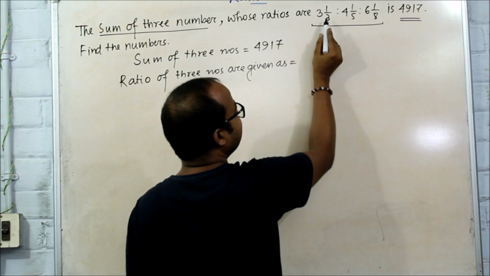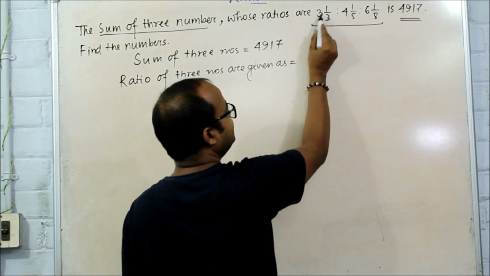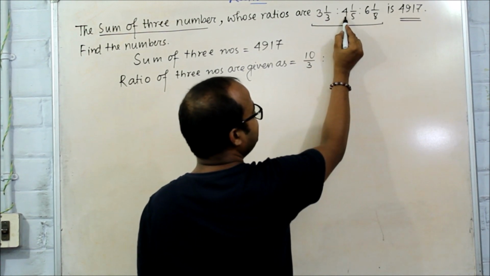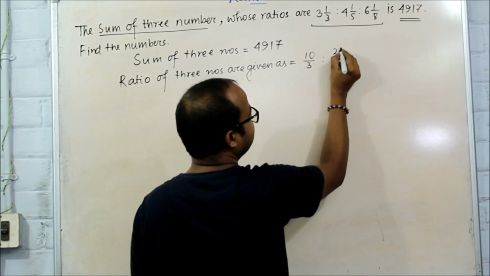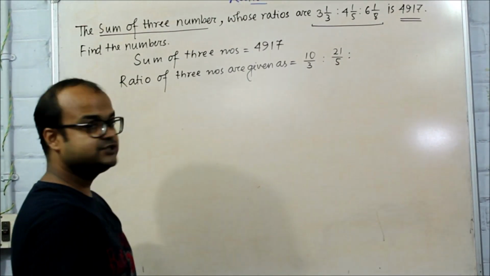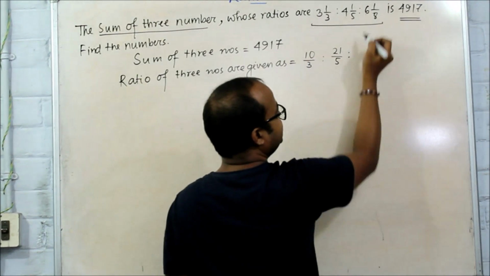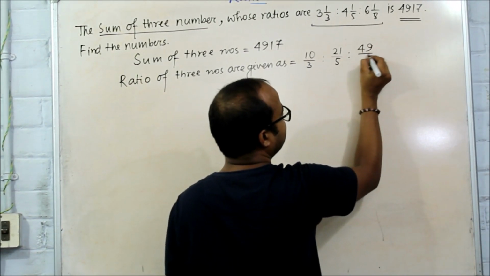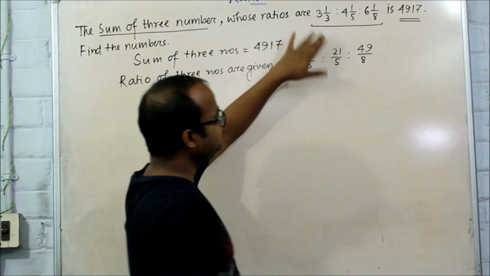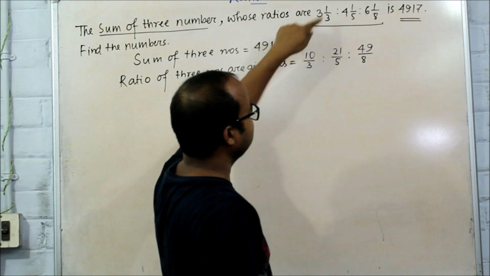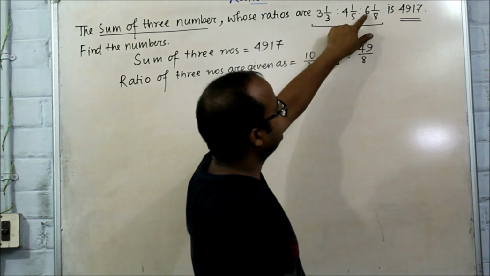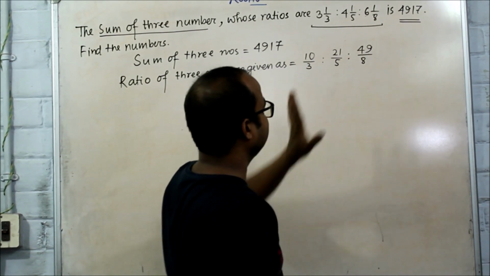Now if you simplify it, 3 threes are 9, plus 1 is 10, so 10 by 3. 4 fives are 20 plus 1, 21 by 5. 8 sixes are 48 plus 1, 49 by 8. Clear? First we simplified the ratio: 10 by 3, 21 by 5, 49 by 8.